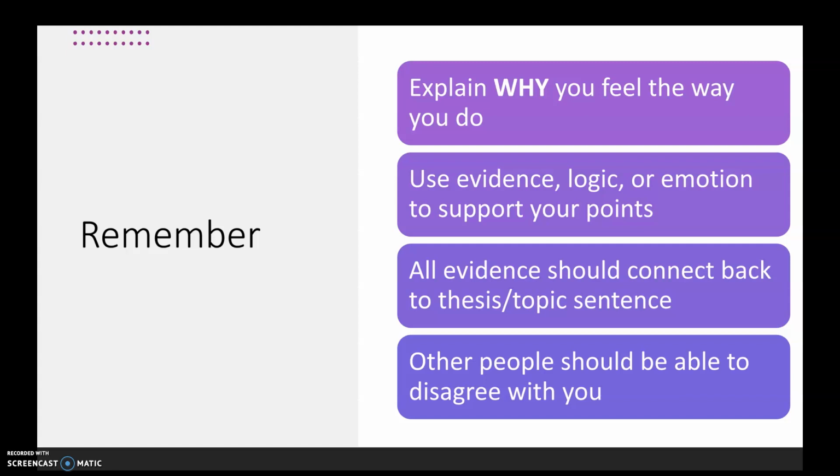And other people should be able to disagree with you. Now, you want to make your argument as strong as possible to make that as hard on them as you can, but they should be able to come in and say, here's why I don't agree. You might think that uniforms should be required in public schools, and that makes it a good topic sentence, a good claim for a persuasive paragraph, because you can disagree with me and you can provide different reasons why you disagree with me.